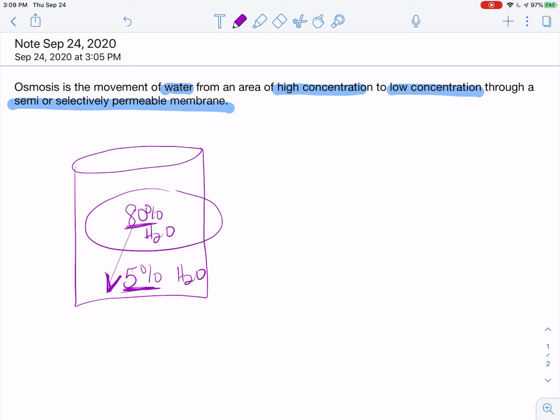What it's trying to do is make the amount of water on the inside and the outside of the egg equal, so they're in equilibrium. So water is going to exit that cell, causing it to shrivel up. And y'all saw that in the video. This is called a hypertonic solution. Hyper exits, hypertonic solution, because the water is exiting or leaving that cell, because we've got an area of high concentration to low concentration.